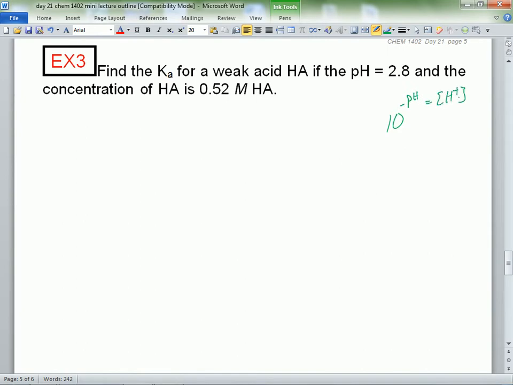So I would do the whole ICE table, complete that first, otherwise it's going to be confusing. Figure out what your x is by using 10 to the negative pH, and then substitute back into your ICE table. You have all the equilibrium concentrations, so you can calculate a Ka from that, products over reactants. But I personally would still write an ICE table because it helps me from screwing up.